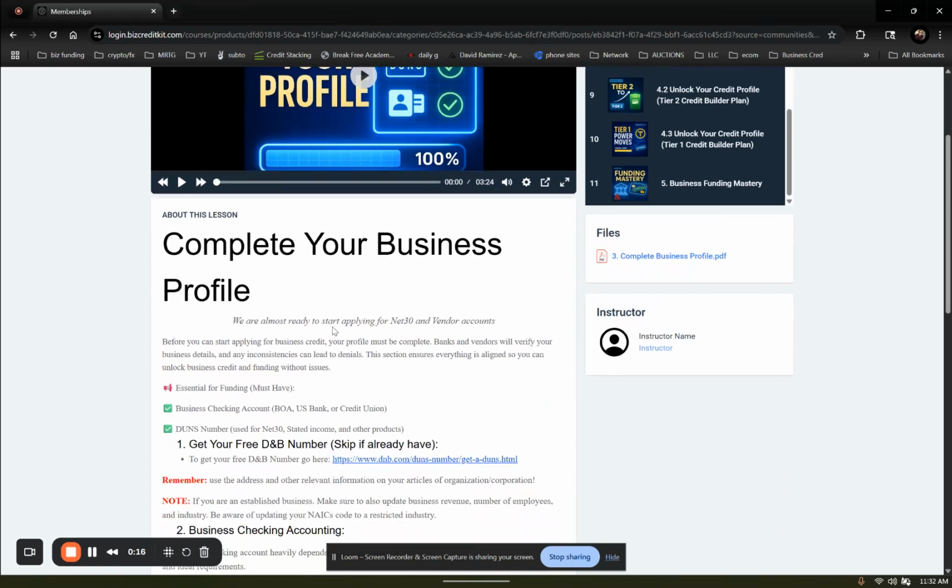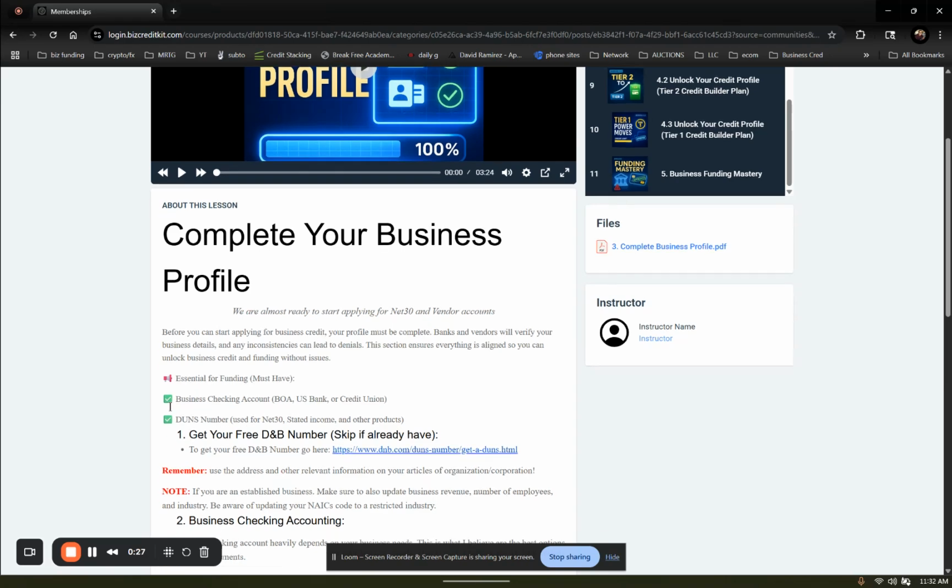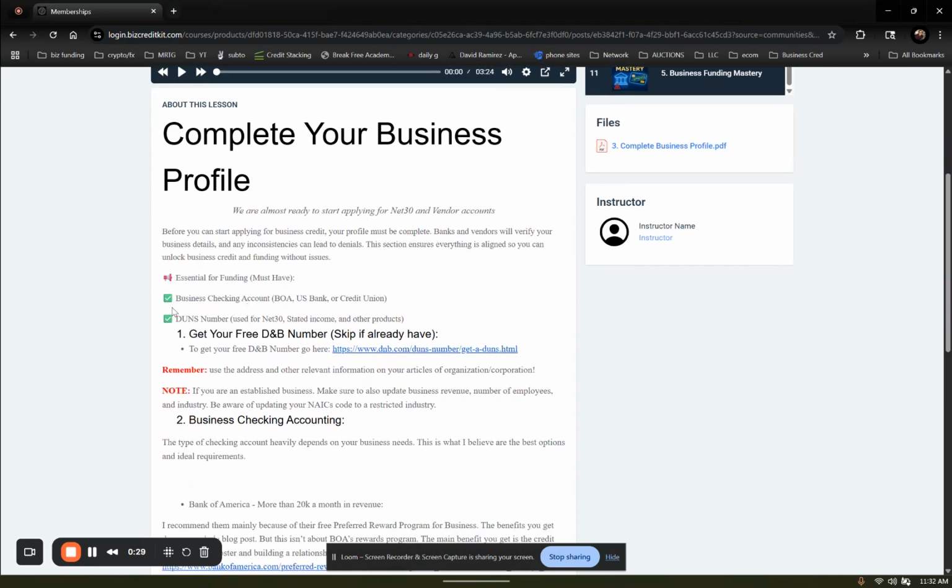So we're almost ready to start applying for some vendor accounts if you want to start building some history, or even looking at funding options. We're almost there. We just got to tighten up a few more things. So essentials for funding: business checking account. Credit union, U.S. Bank, Bank of America, Chase. Doesn't really matter. I just picked these two just to have something.